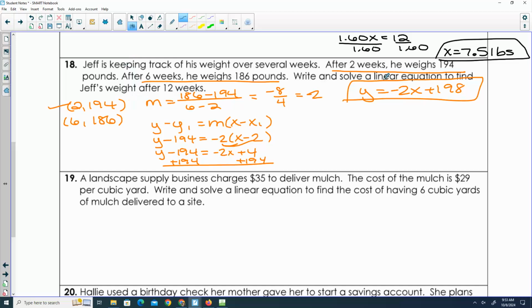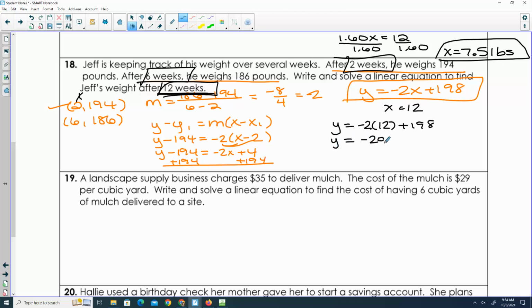Now we answer the second question. Find its weight after 12 weeks. If I look back at my ordered pairs, is 12 the x or the y? X. If I look back at my points, 6 weeks, 2 weeks, those were all the x's in my ordered pairs. So this is saying x is 12. So if we plug that in, negative 2 times 12 plus 198. So we get negative 24 plus 198. So he weighs 174 pounds.